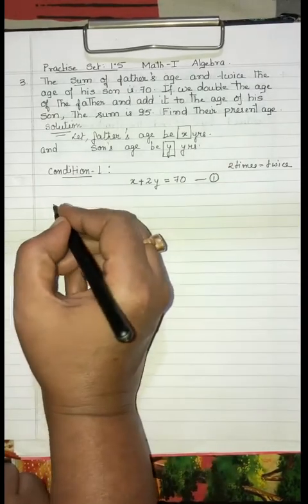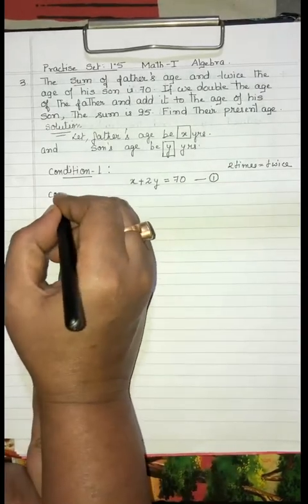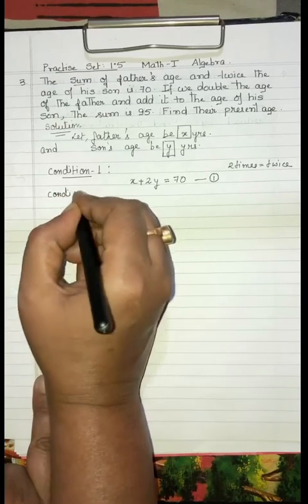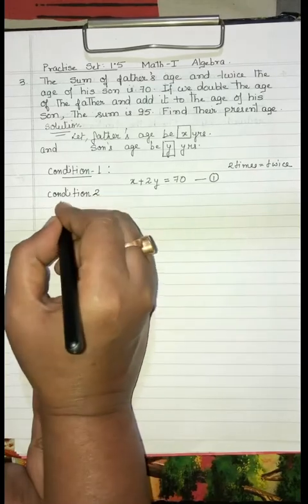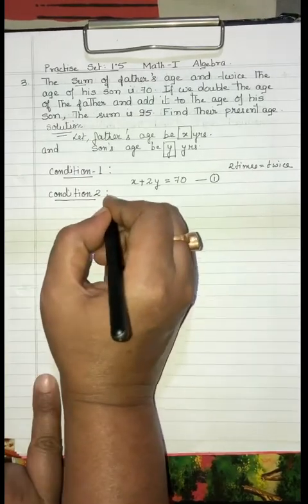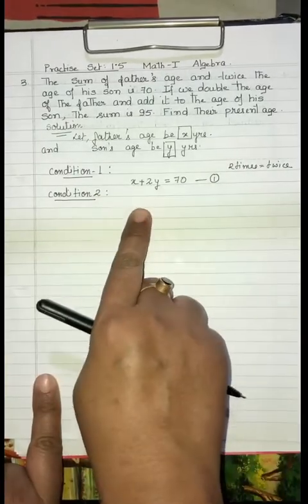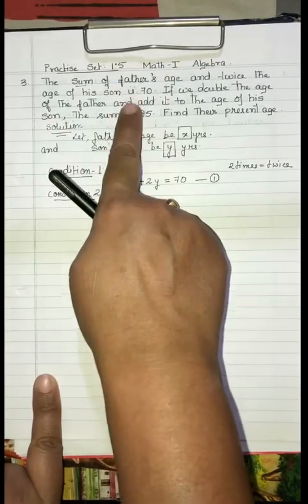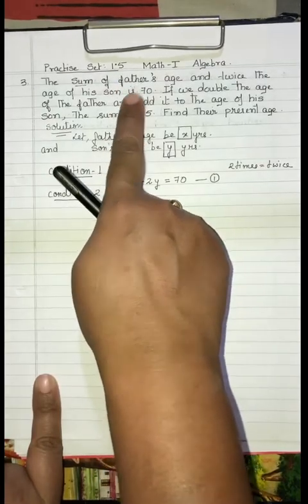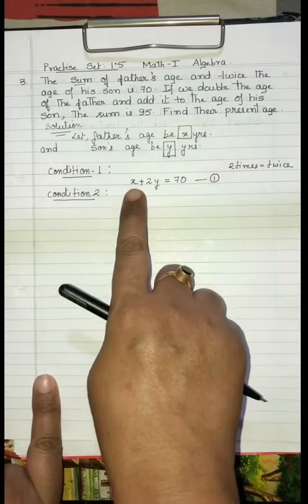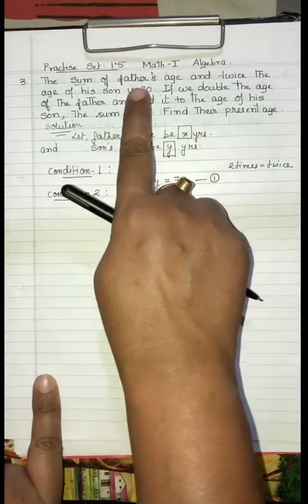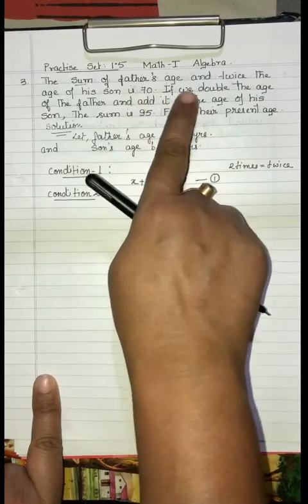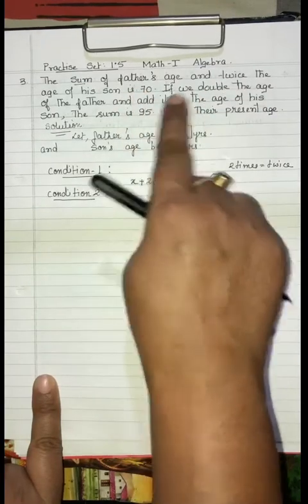Now let us come to condition 2. Children, because we are solving this question by linear equations in 2 variables, we will definitely have 2 equations. So you have to search for the second condition, because 2 variables are there. So let us see what is the second condition given in this question.